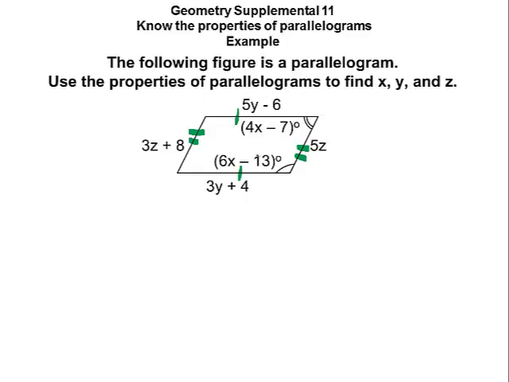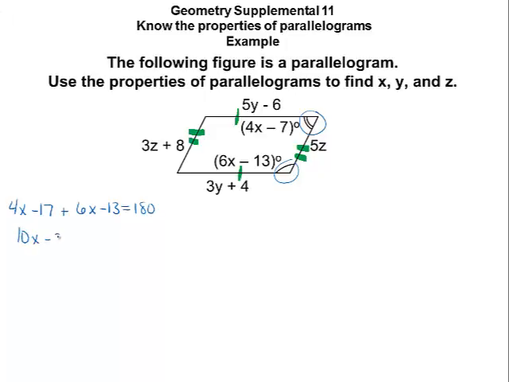So first we'll find x. X is on my angles, and because they're on the same side, they add up to 180. So 4x minus 17 plus 6x minus 13 will equal 180. If they had been opposite each other, then they would have equaled each other. So much of this is like the parallel lines with the transversal. When you're talking about the angles, it's either they're equal to each other or they add up to 180.